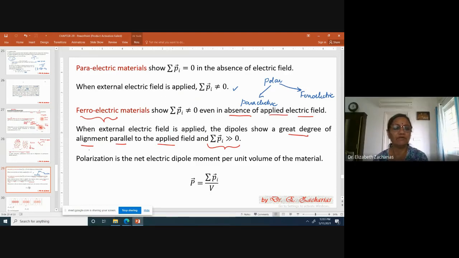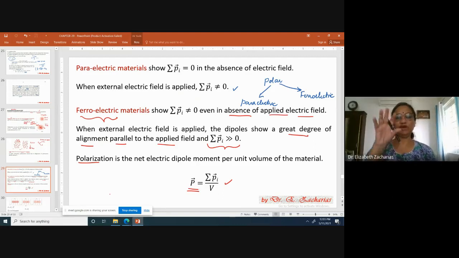Now, I'm going to define a new quantity called polarization. As I told you, you can add the dipole moment of each atom present inside a block of material. If you add up everything and divide by the volume of the dielectric, what you get is called the polarization vector. So polarization is the net dipole moment per unit volume of the material.